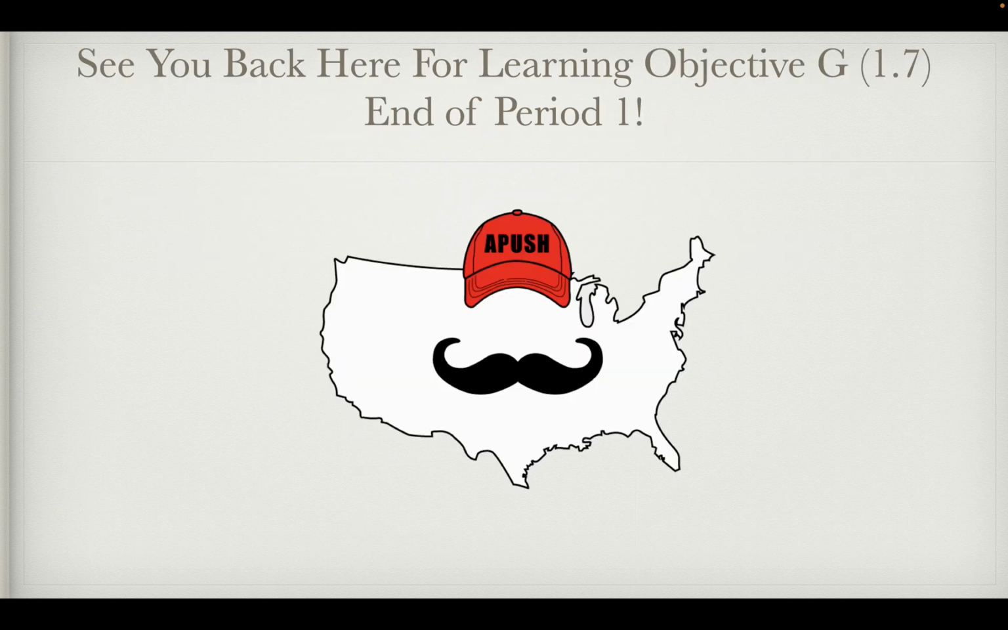All right, guys, look forward to seeing you back here for Learning Objective G, topic 1.7. This is the end of period 1. We're going to do a little essay outline to help prepare you for writing in APUSH. And this topic will cover everything, a nice recap of Unit 1.